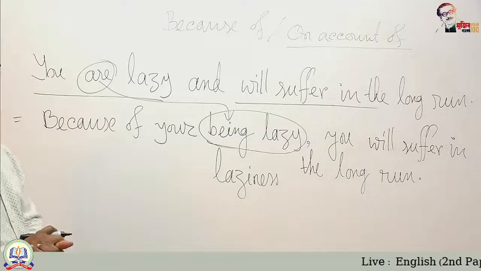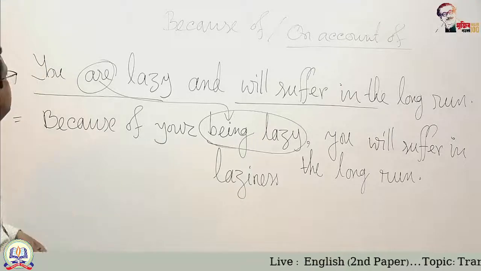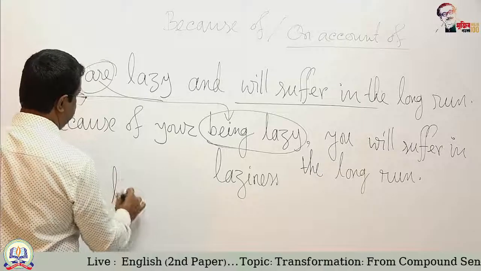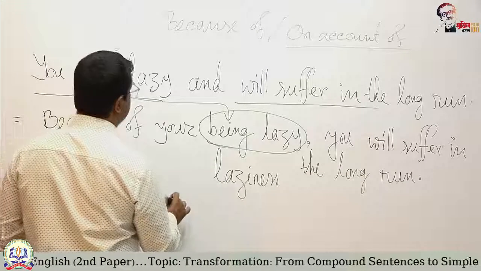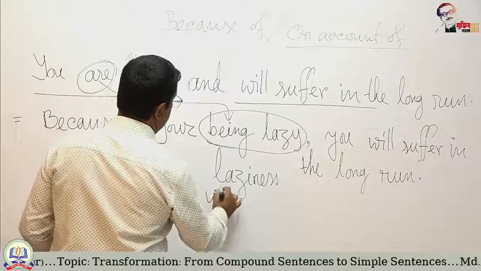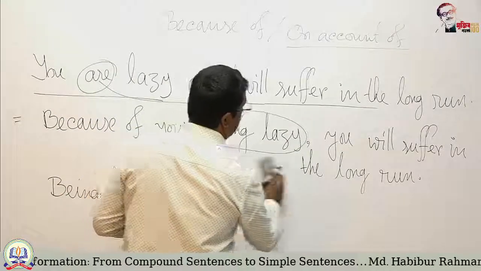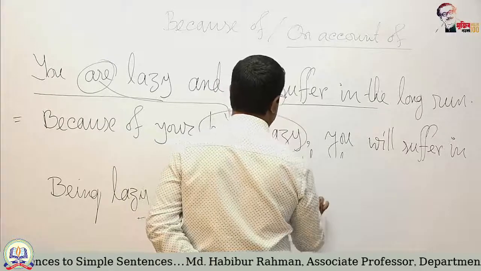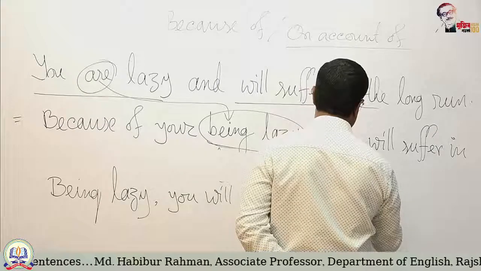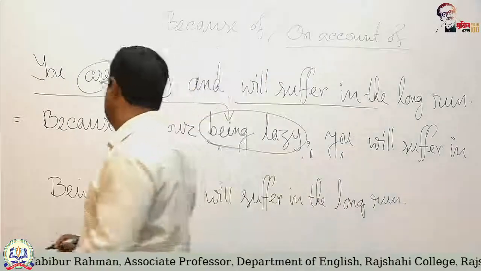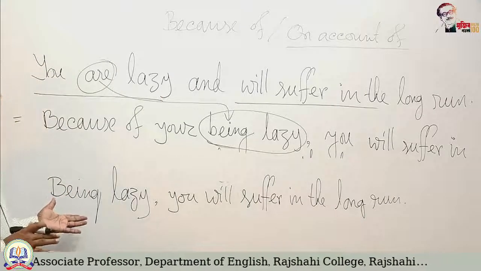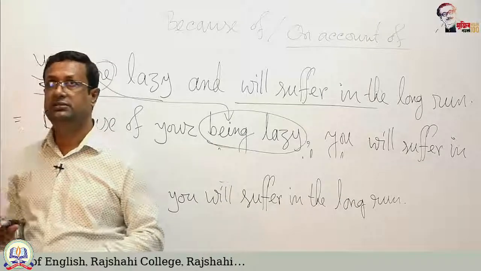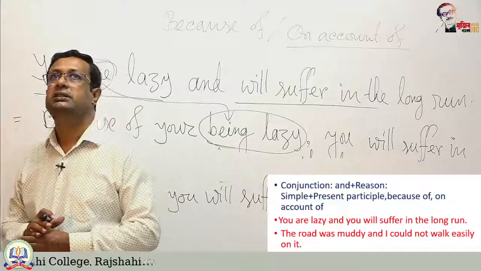Another thing, you could use simply the present participle. That is, being lazy, you will suffer in the long run. Being lazy, you will suffer in the long run. So, this is also correct. You can use any type you like. All are correct. Okay, in this way you can change conjunction with reasons.